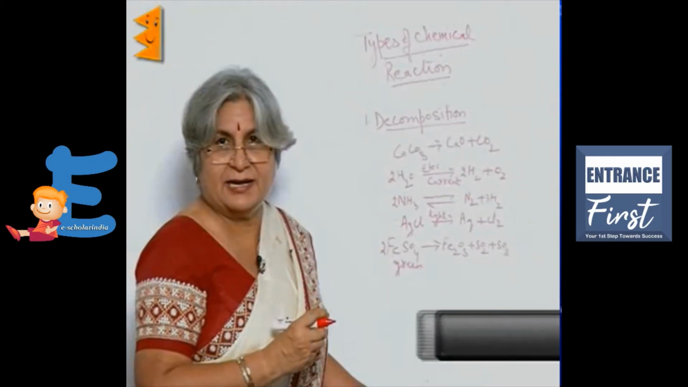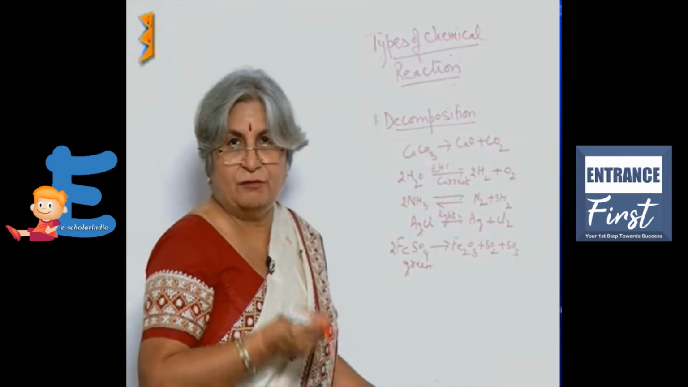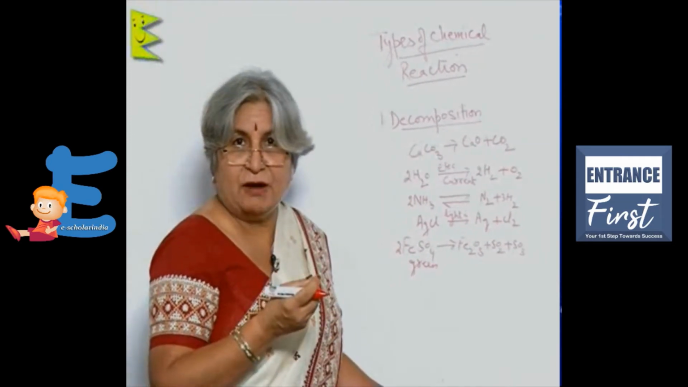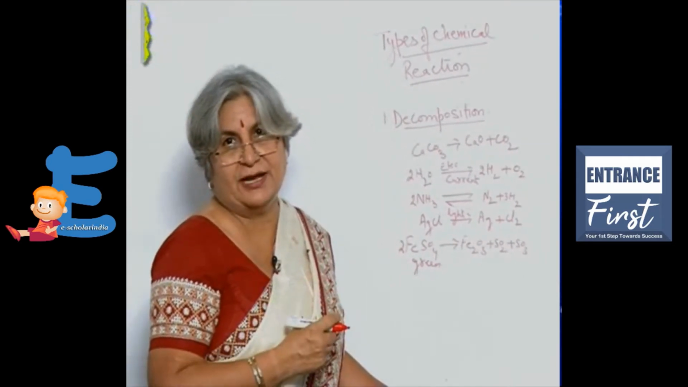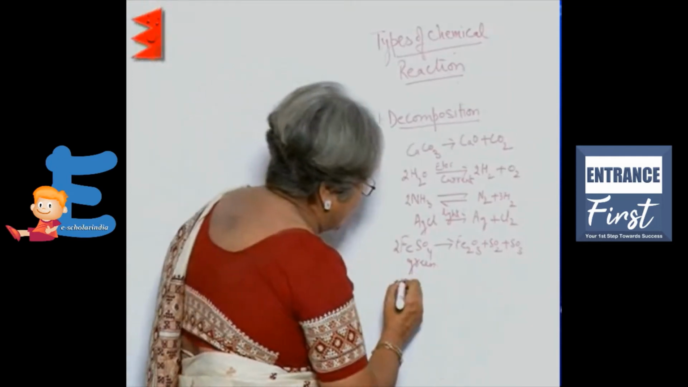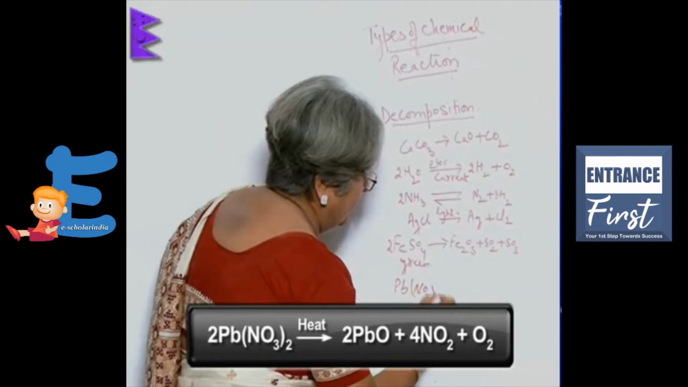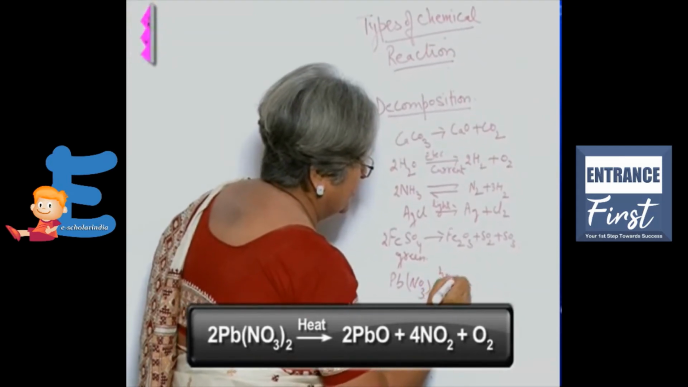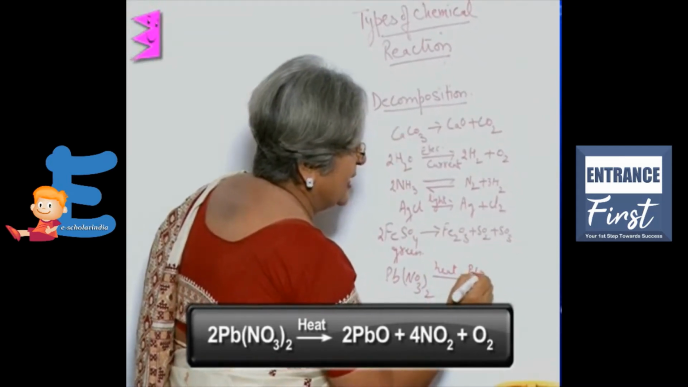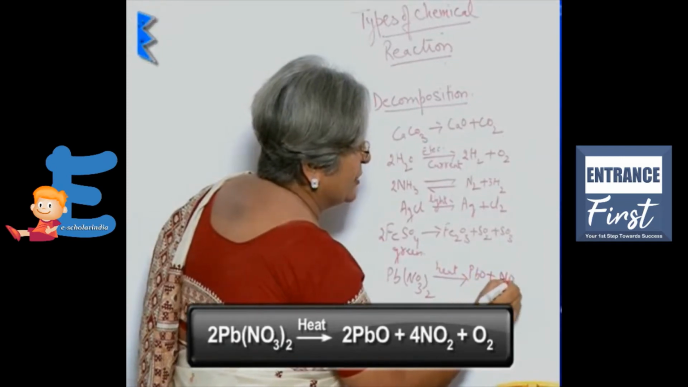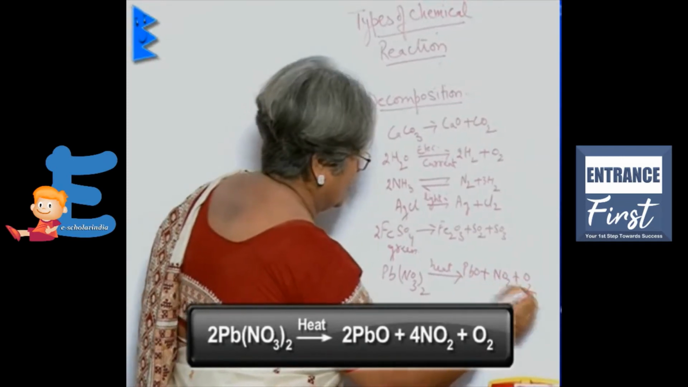When we heated lead nitrate, what did we find? Brown fumes coming. These brown fumes are that of nitrogen dioxide. So the equation is like this: lead nitrate, heat, gives us lead oxide plus nitrogen dioxide plus oxygen.